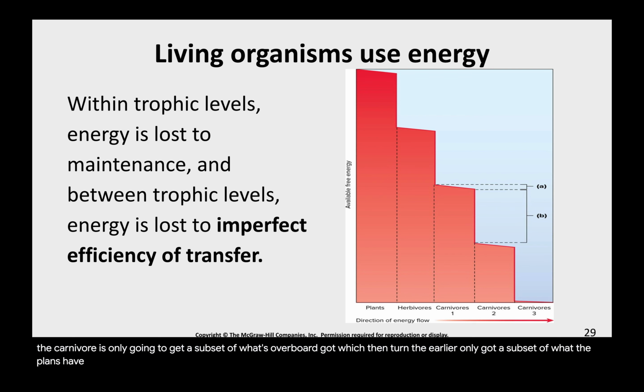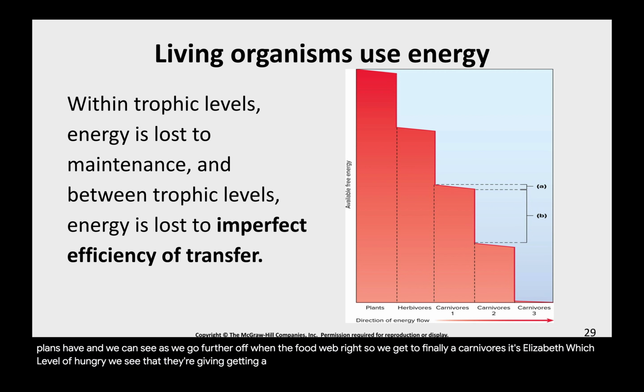Right? And we can see as we go further up in this food web, right? So we get to finally carnivores. It's listed as carnivores 3 here. So it'd be a carnivore that eats a carnivore, which in turn eats a carnivore, right? To get that third level of carnivory. We see that they're getting a very small subset of energy that was initially in these plants, right?